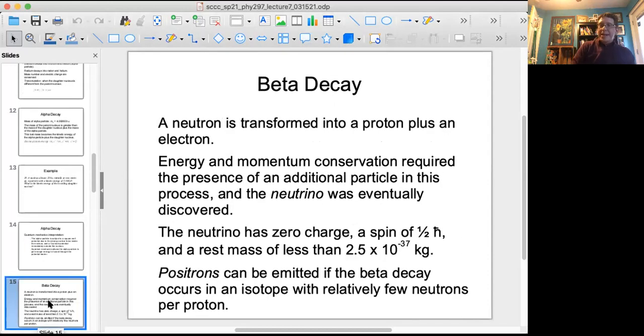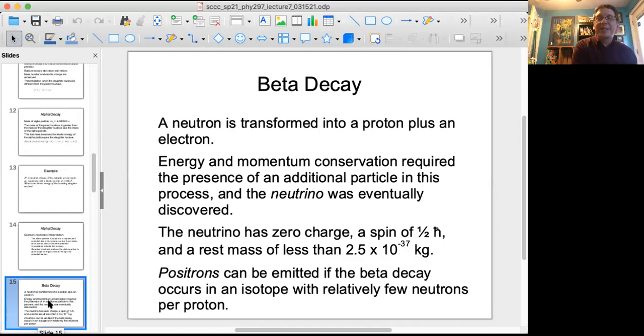Now let's talk about beta decay. Here, a neutron is transformed into a proton plus an electron. So sometimes neutrons can decay, and when they do, again, charge is still conserved. You have a proton and electron, but usually the electron gets booted out of the nucleus as a result, or it gets enough kinetic energy from the decay that it escapes the nucleus very easily, whereas the proton typically remains in place. Energy and momentum conservation required the presence of an additional particle in the process.